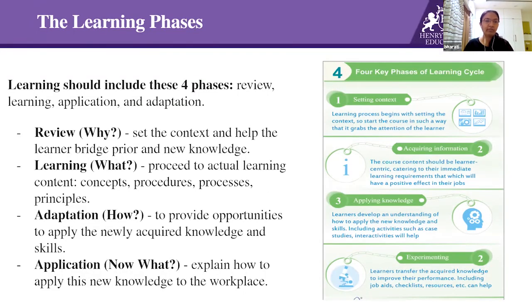Now we have something called the phases of learning. When you put learning as a process, there are four phases: why, what, how, and now what. Why: you set the context and help the learner bridge the prior knowledge and the new knowledge. Then you produce the actual learning, where you have concepts, procedures, processes, and principles. And you also provide opportunity for using that newly acquired knowledge. And this knowledge now has to be applied in your real life.